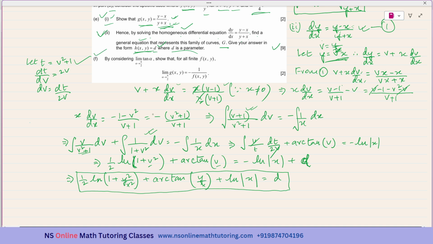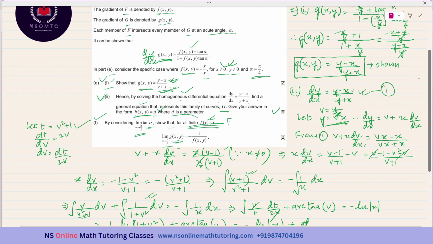Now coming to the last part of this question, by considering limit alpha tends to pi over 2 tan alpha, show that for all finite f of x comma y, that is the gradient of the family of functions capital F, limit alpha tends to pi over 2 g of x comma y, that was this one. Oh, this was not, sorry, this was a special case. This was the general expression. This is equal to negative 1 over f of x comma y. Okay, let us first of all write this one, g equal to this.